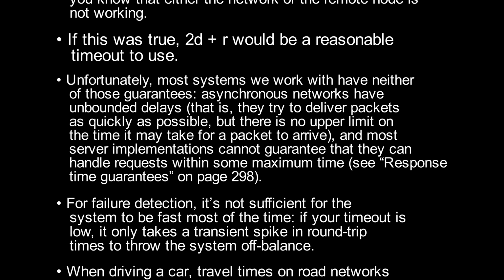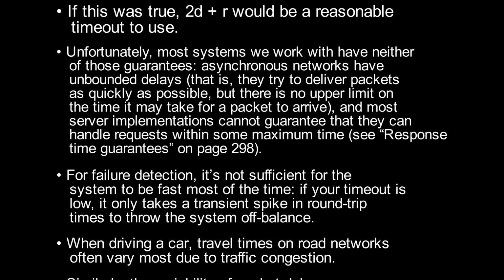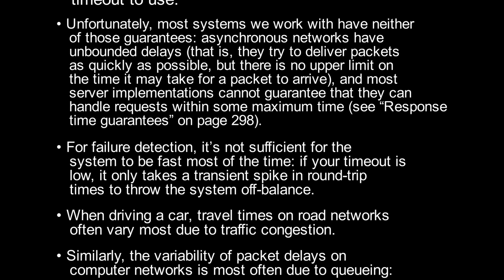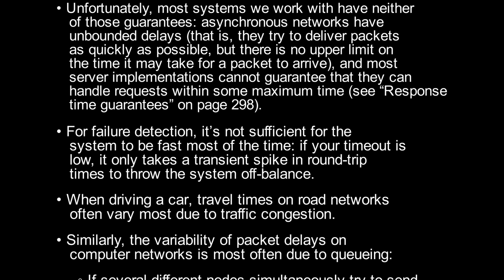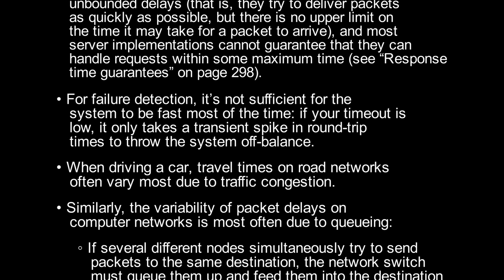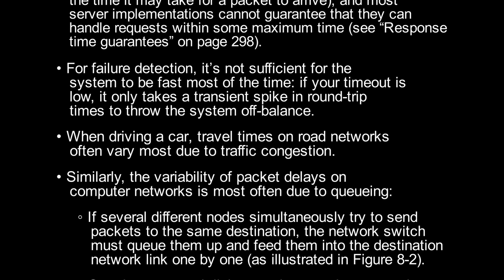For failure detection, it's not sufficient for the system to be fast most of the time. If your timeout is low, it only takes a transient spike in round-trip times to throw the system off balance. When driving a car, travel times on road networks often vary most due to traffic congestion. Similarly, the variability of packet delays on computer networks is most often due to queuing.